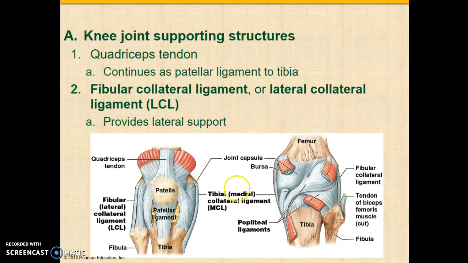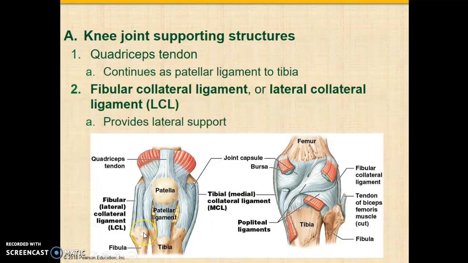The knee joint has supporting structures. So the quadriceps tendon: the muscle of the thigh is the quadriceps muscle. From that muscle to the patella is the quadriceps tendon. Tendon connects muscle to bone.